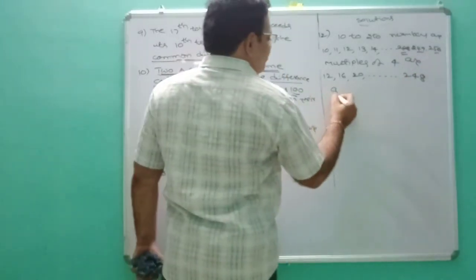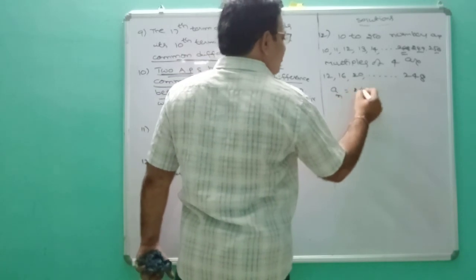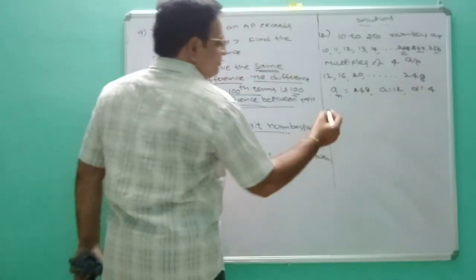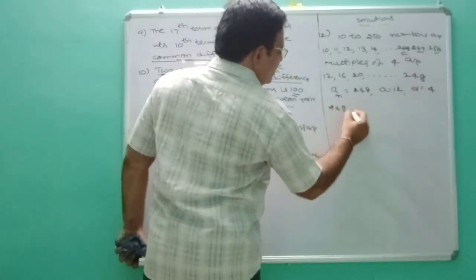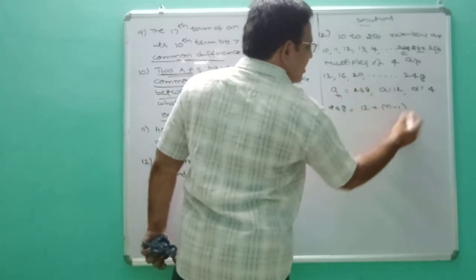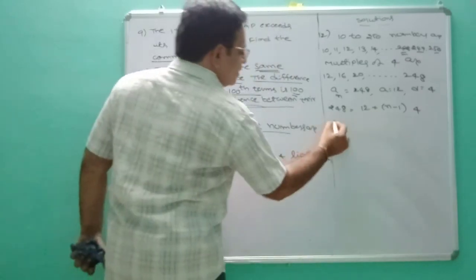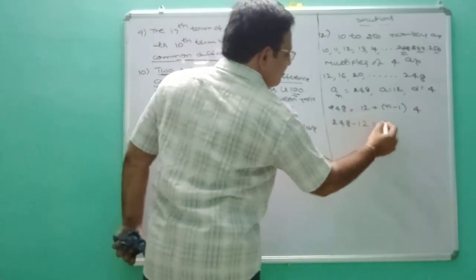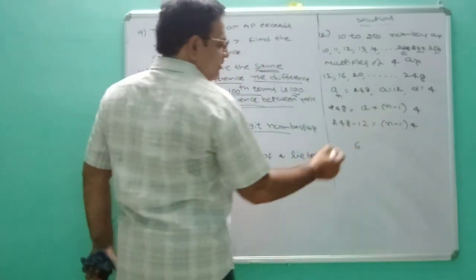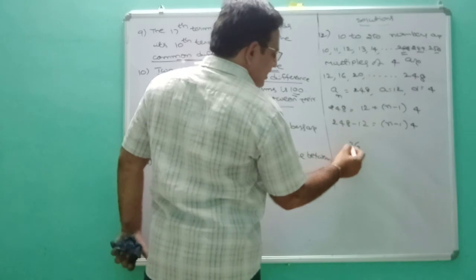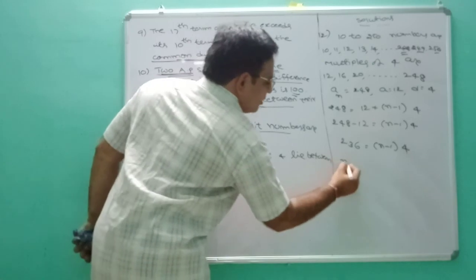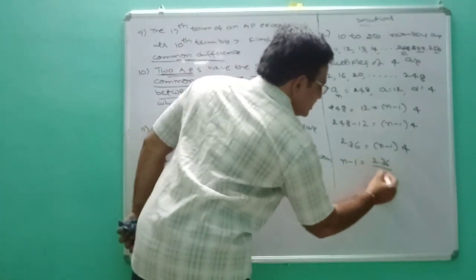Now, the same concept if you apply: an equal to 248, a equal to 12, d equal to 4. Now 248 equal to a, whose value is 12, plus n minus 1 into d, which is 4. Now 248 minus 12 equal to n minus 1 into 4. Subtracting gives 236 equal to n minus 1 into 4. Now n minus 1 equal to 236 by 4.